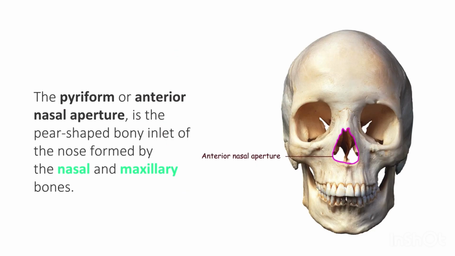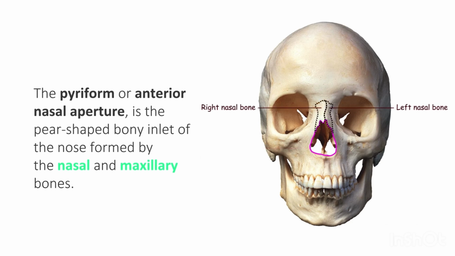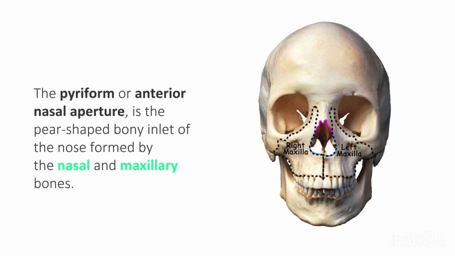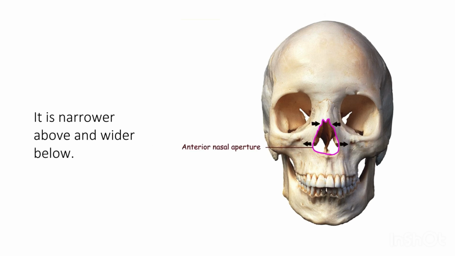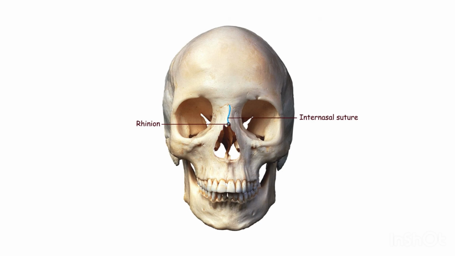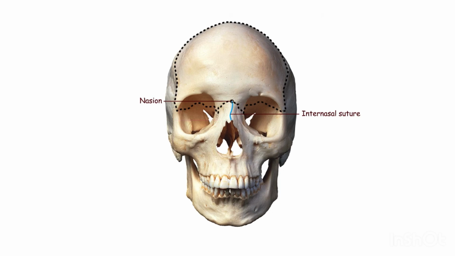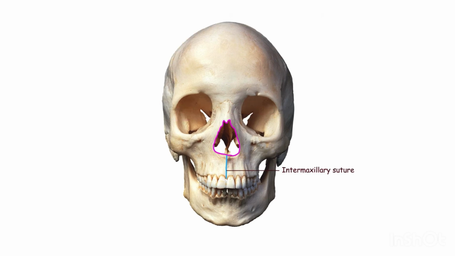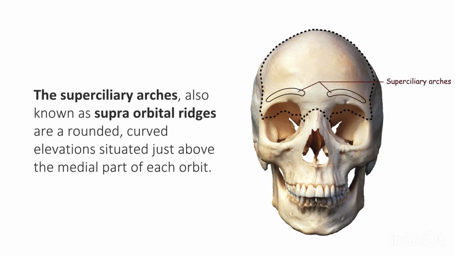The piriform or anterior nasal aperture is the pear-shaped bony inlet of the nose formed by nasal and maxillary bones. It is narrower above and wider below. The internasal suture is present between the right and left nasal bone. The lower end of this suture is known as the rhinion, and the upper end that unites with the frontal bone is known as nasion. Below the aperture is the intermaxillary suture.